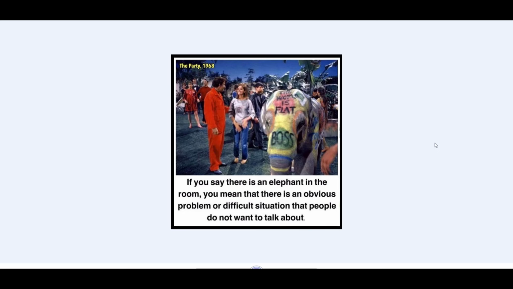If you say there is an elephant in the room, you mean that there is an obvious problem or difficult situation that people do not want to talk about. People usually don't want to talk about the earth is flat. It makes them feel uncomfortable. The Party 1968 movie scene, yeah, it's a movie.